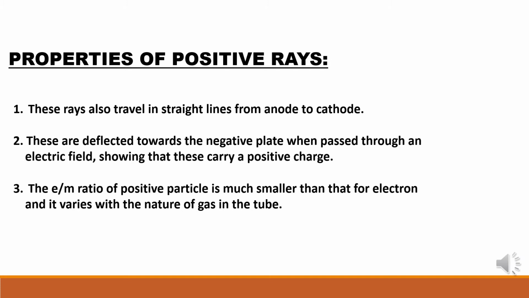The charge upon mass ratio of the positive particle is much smaller than that for the electron, and it varies with the nature of the gas in the tube. Here, hydrogen gas has been used in the tube. If any other gas is used, the charge upon mass ratio will show a difference.